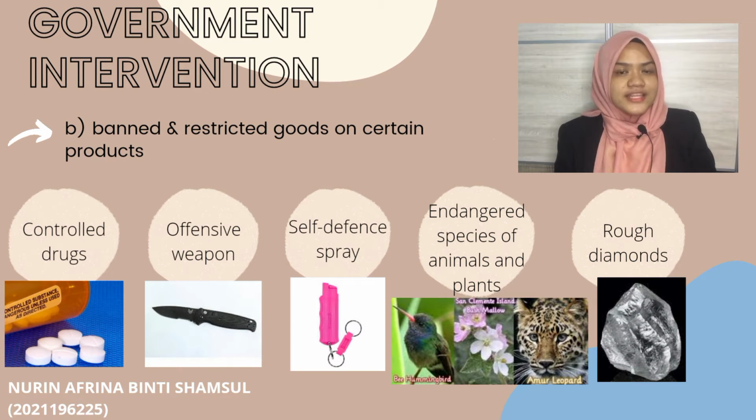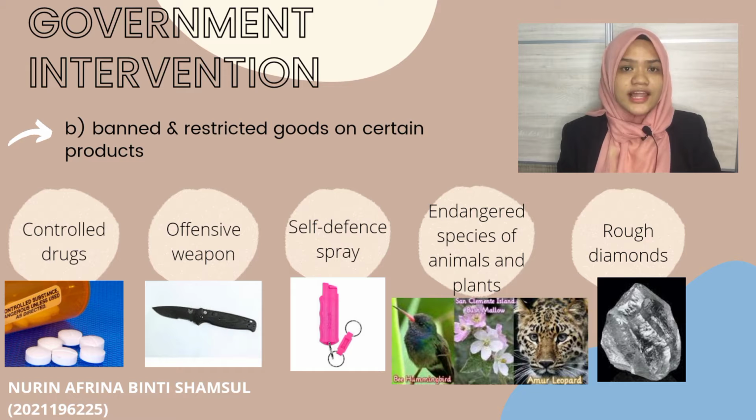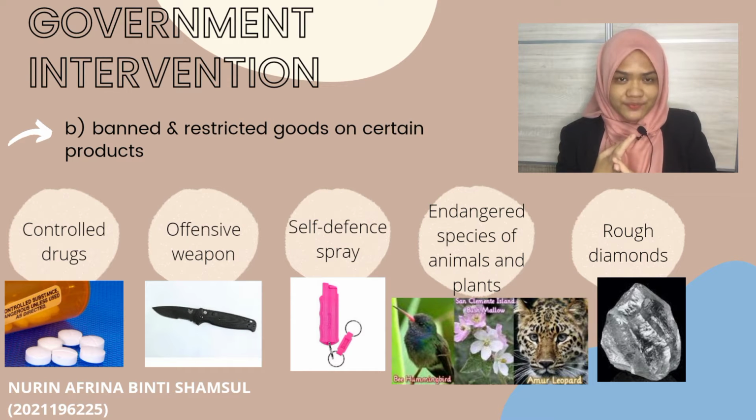The second government intervention in international trade is bans and restrictions on certain products. For example, controlled drugs, offensive weapons like flick knives, self-defense spray like pepper spray, endangered species of animals and plants, and rough diamonds.